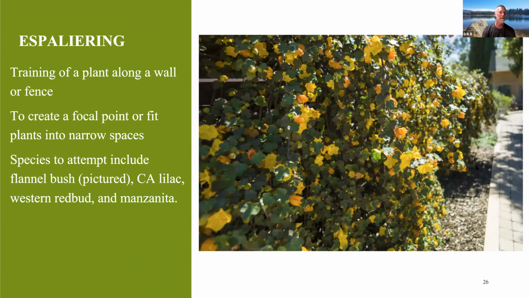Oh, espaliering. Okay, training of a plant along a wall or fence to create a focal point or fit plants into narrow spaces. Yes. Species to attempt include flannel bush, California lilac, so that's ceanothus, redbud, manzanita. You can also try, I've seen it with toyon. Oh, grapes, of course. So grapes are great along fences.